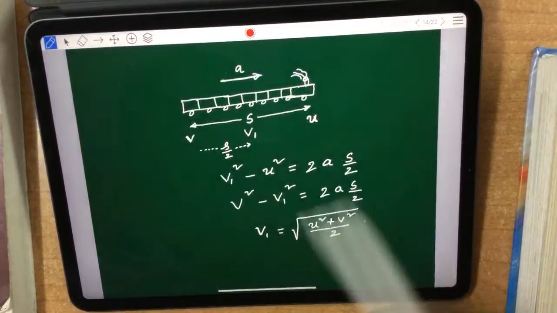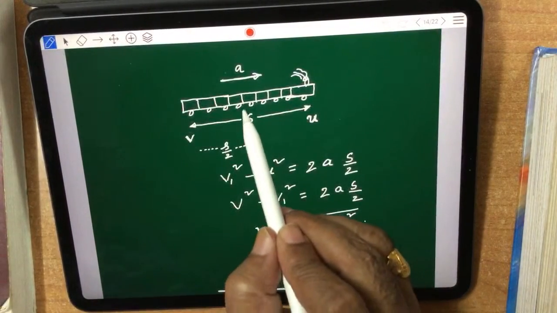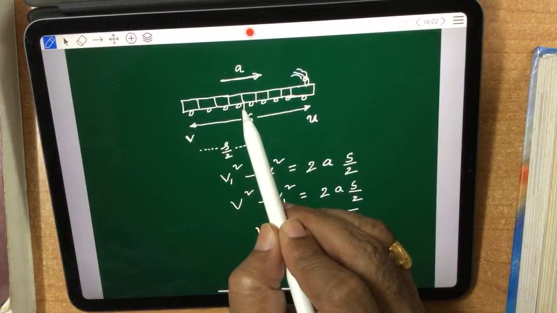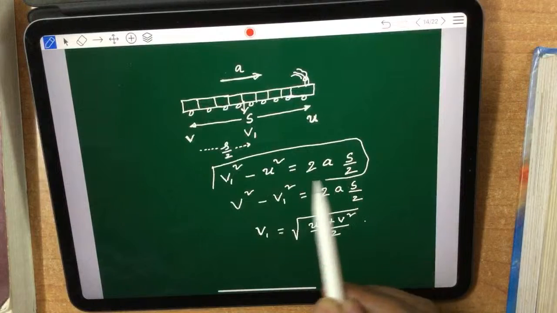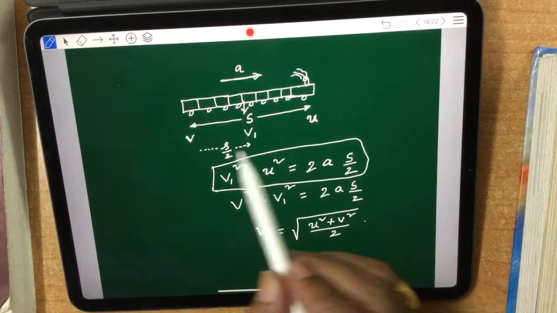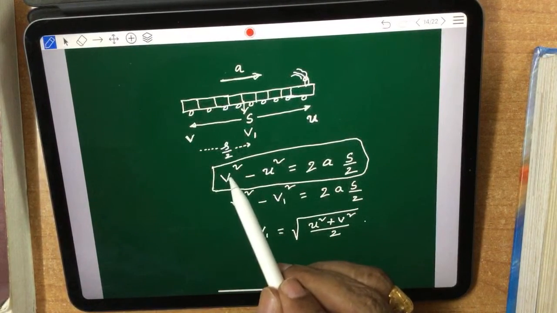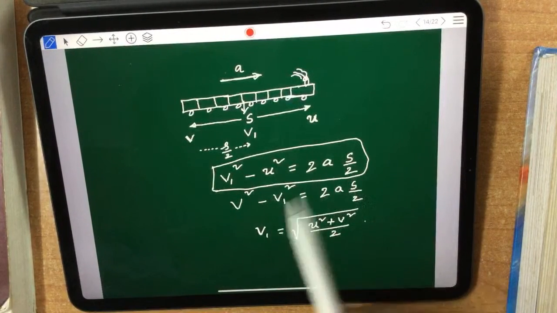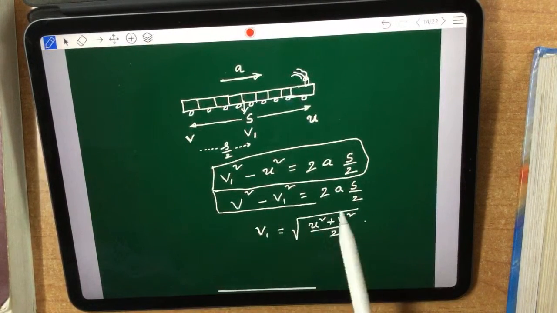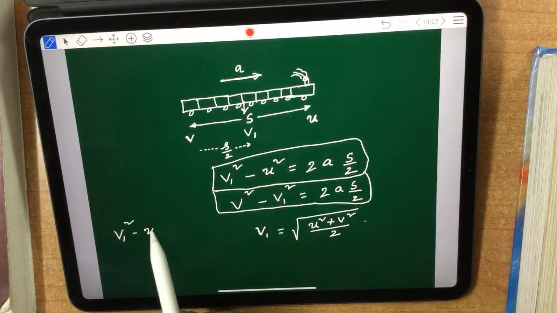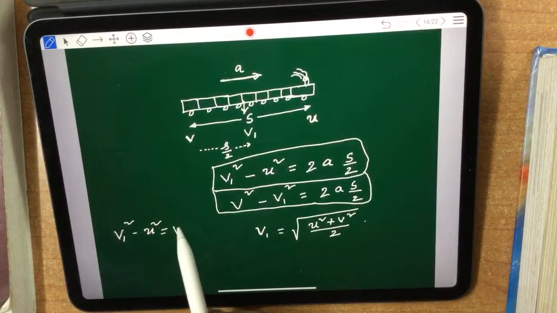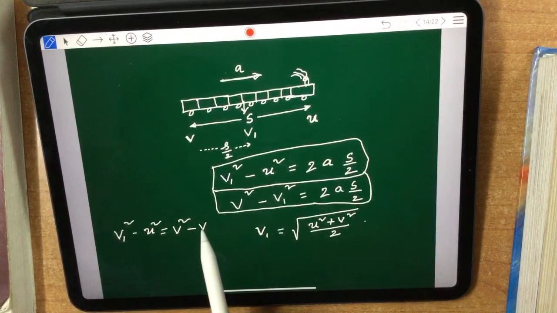Let me show it. Very simple question. Look at this. If v1 is velocity at midpoint of a journey, apply v square minus u square is equal to 2as. For first half, v1 square minus u square is equal to 2a times s by 2. Similarly, apply for second half, v square minus v1 square is equal to 2a times s by 2. Equate. v1 square minus u square is equal to v square minus v1 square.